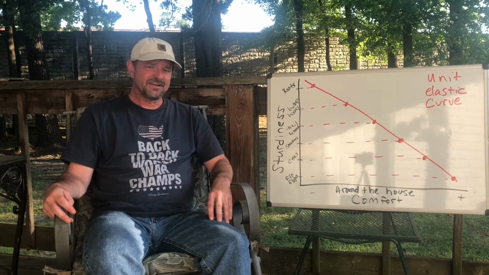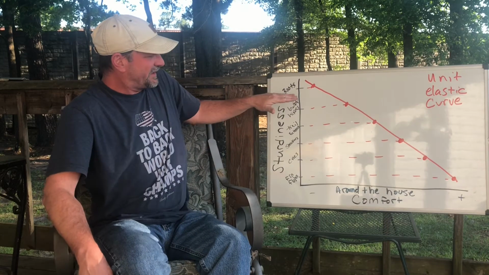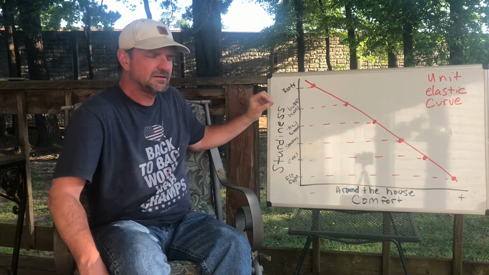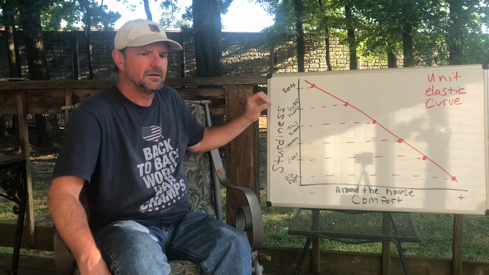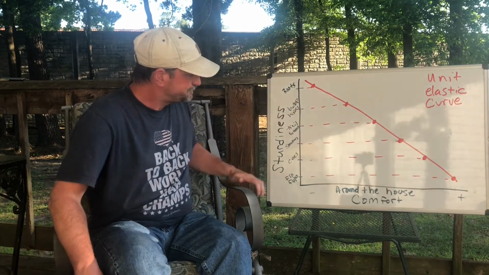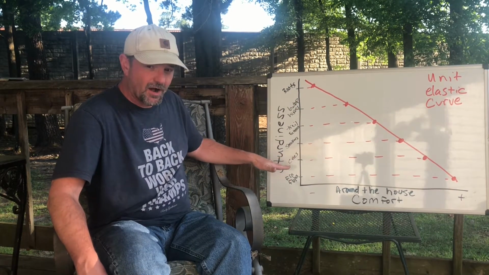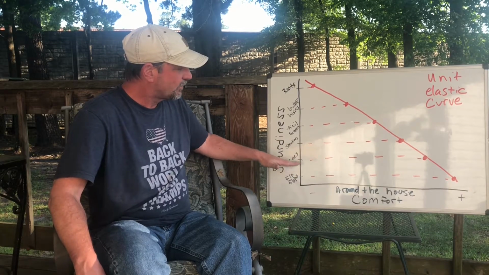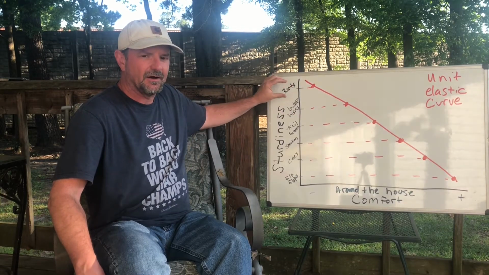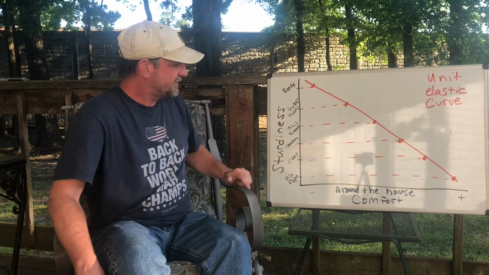This next curve is the unit elastic curve, and what it shows is that each unit provides an equal increase or decrease in comfort. So whether it's going from flip-flops to Crocs, that's an equal increase or decrease, or from boots to low-top hikers, that's a perfectly equal increase or decrease in comfort.